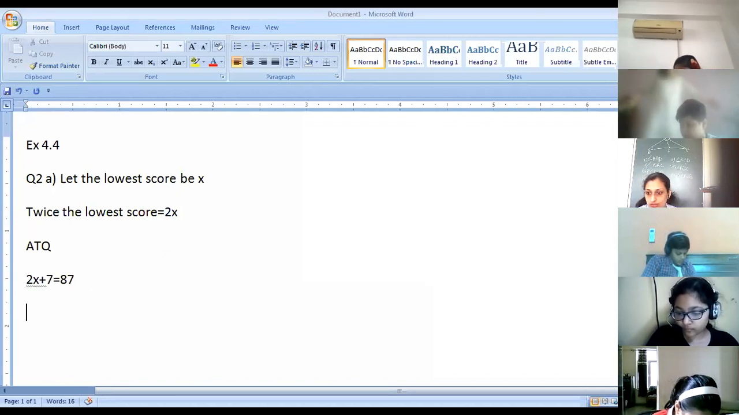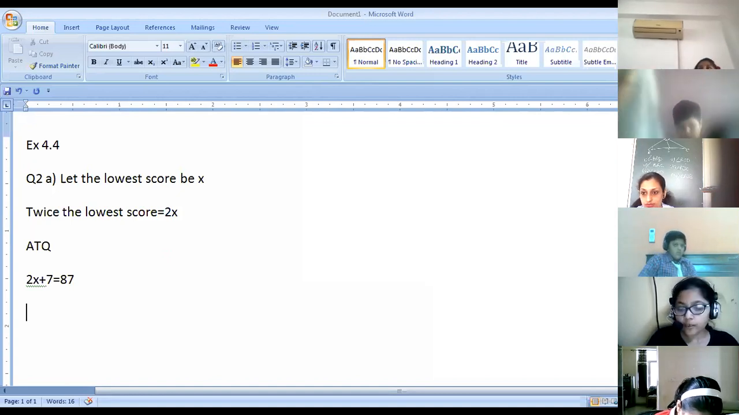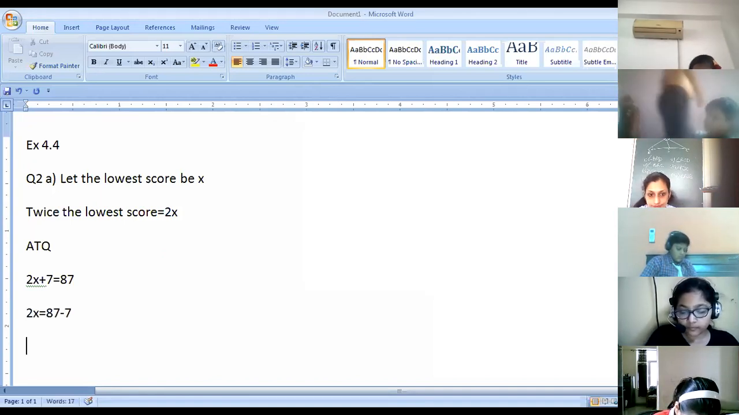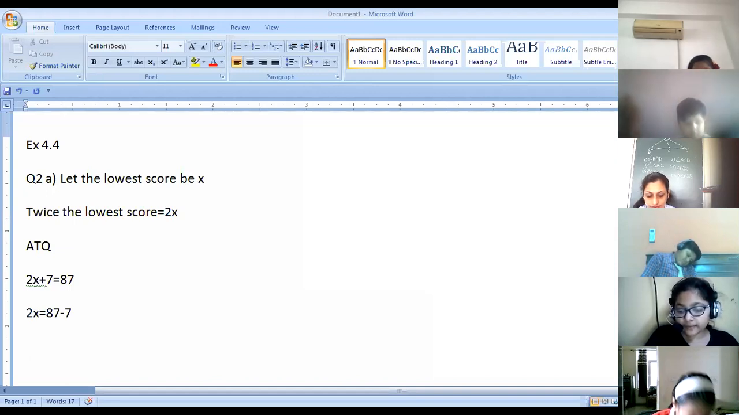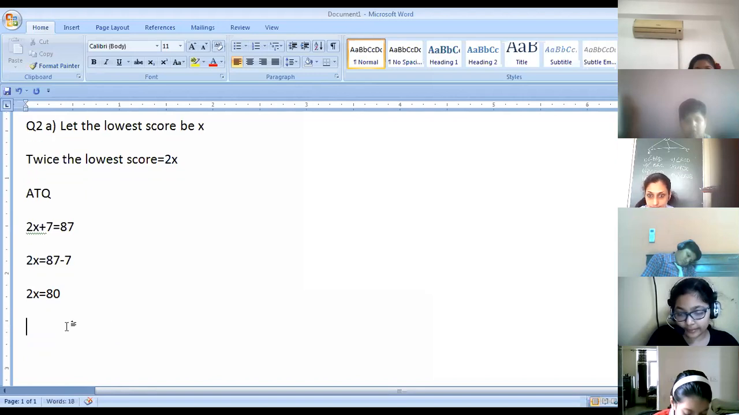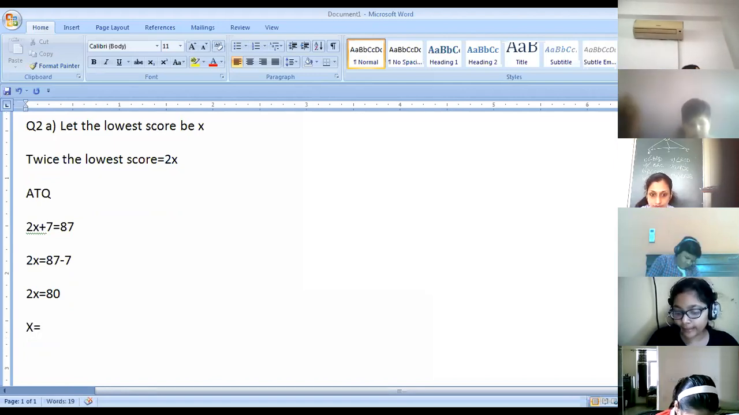So when we solve it, tell me the next step, Mahi. Okay, ma'am. 2x is equal to 87 minus 7. Right. Then, ma'am, 2x is equal to 80. Very good. Ma'am, we cut the 2 and 80 divided by 2. Yes, ma'am. And x is equal to 40.